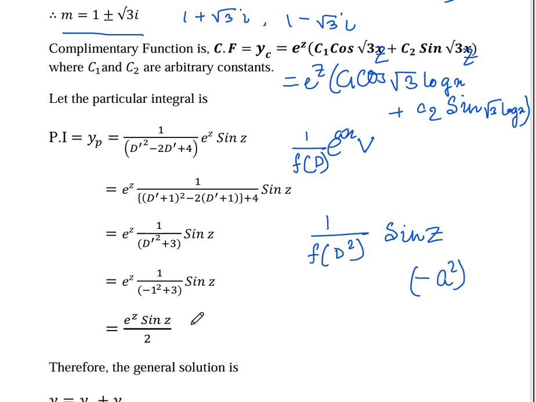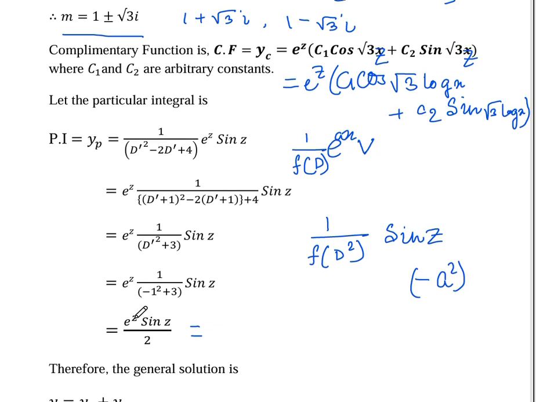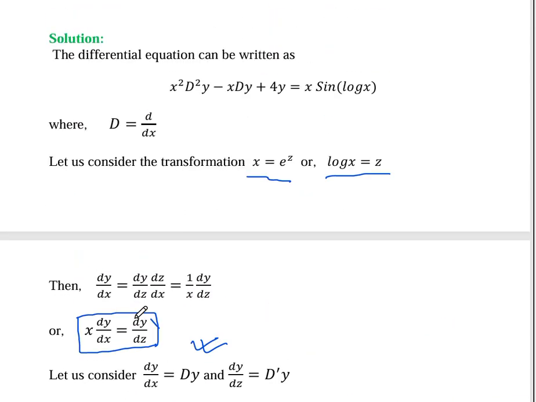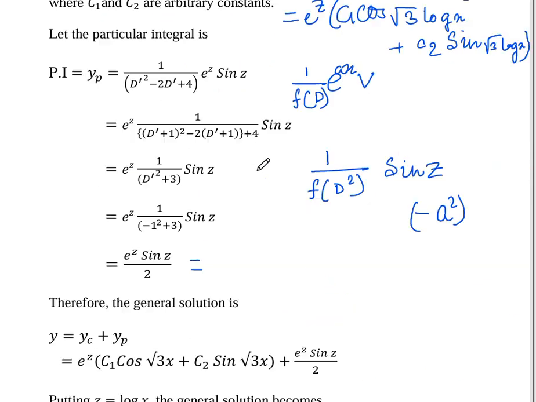Okay. So that one again, actually our question is in terms of x, so your answer will be in terms of x. Whatever we have taken in between the problem, z, p, q, ultimately your answer will be in terms of x. So e to the power z, go back to the previous line, what you took at the beginning: e to the power z means x. So you will write here x sin log x divided by 2.